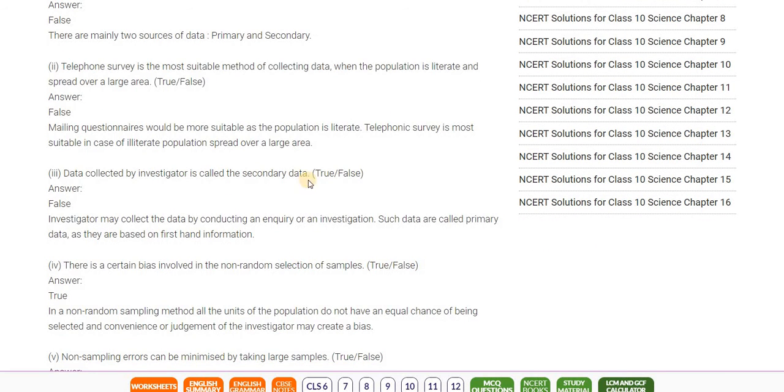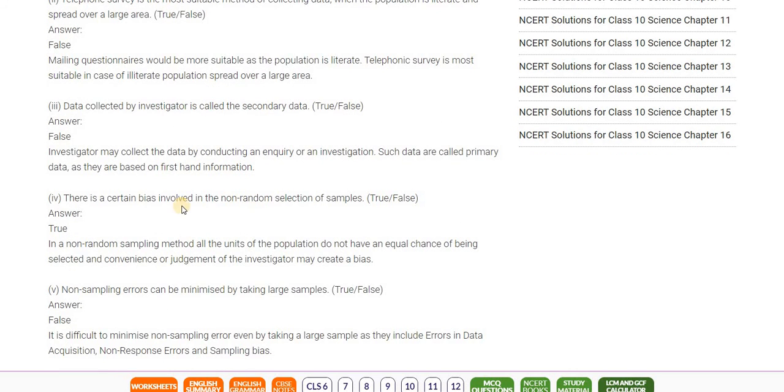Okay, next one: data collected by investigator is called secondary data. True or false? Answer: false. Investigator may collect the data by conducting an inquiry or investigation. Such data are called primary data. Data collected by the investigator is called primary data. Secondary data means already collected data that we are using.